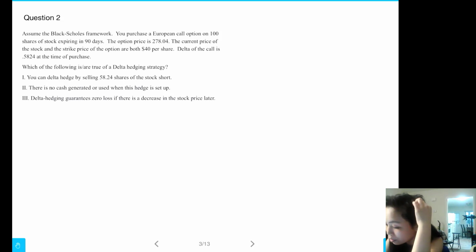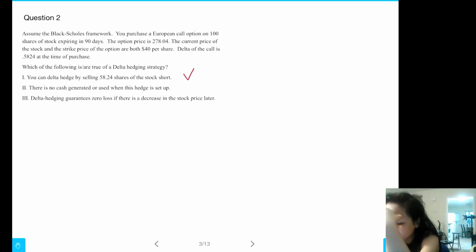Alright, so let's justify them one by one. You can delta hedge by selling 58.24 shares of stock short. This is correct because the delta of the call is 0.5824, and the number of shares is 100. So in order to balance delta of the portfolio, we can just short sell 58.24 shares of stock. That is correct.